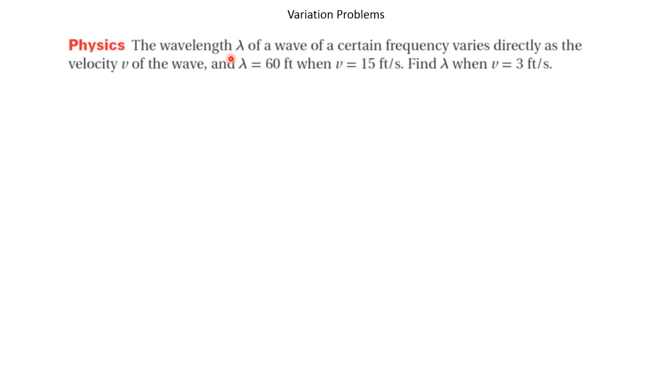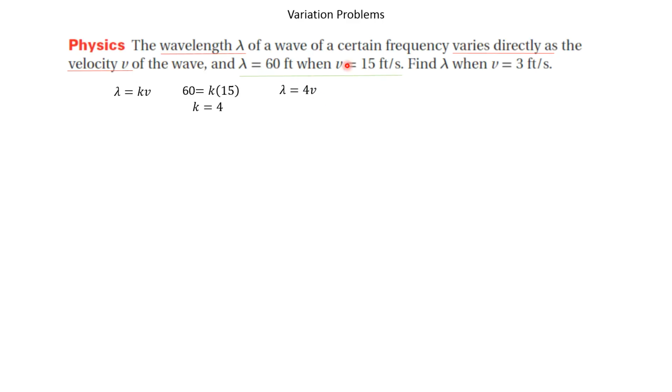Well, wavelength lambda, it's a Greek letter, lambda, of a wave of a certain frequency varies directly as the velocity of the wave. So we have lambda varies directly as velocity. Lambda equals k times velocity. Then it tells us something that we know. Plug this in to find k. We know that lambda equals 60 feet, velocity equals 15 feet per second. So we have 60 equals k times 15. Divide by 15 to get k equals 4. We can plug that into our equation. Lambda equals 4 times velocity.